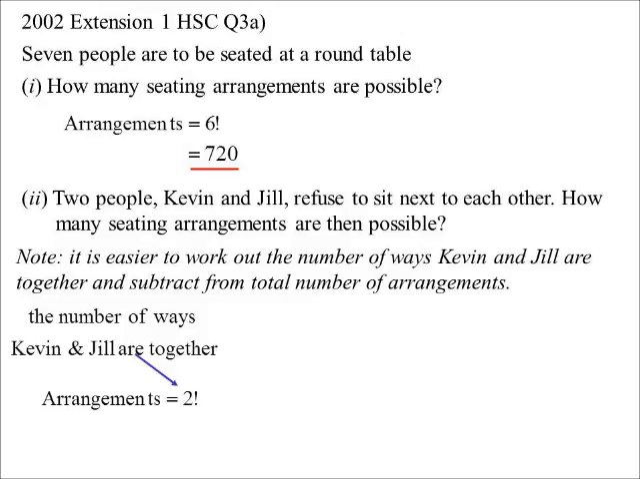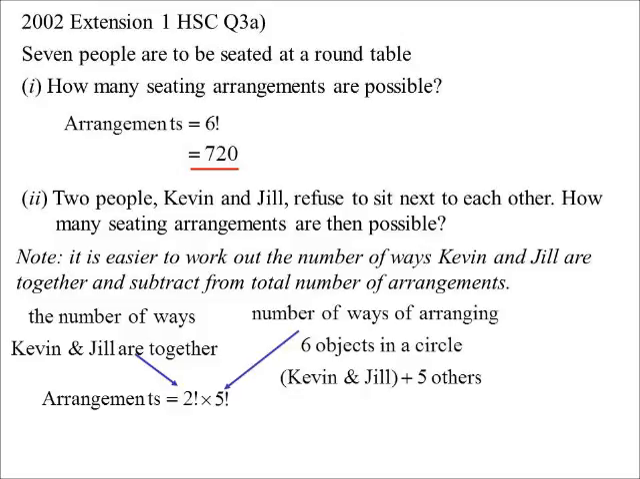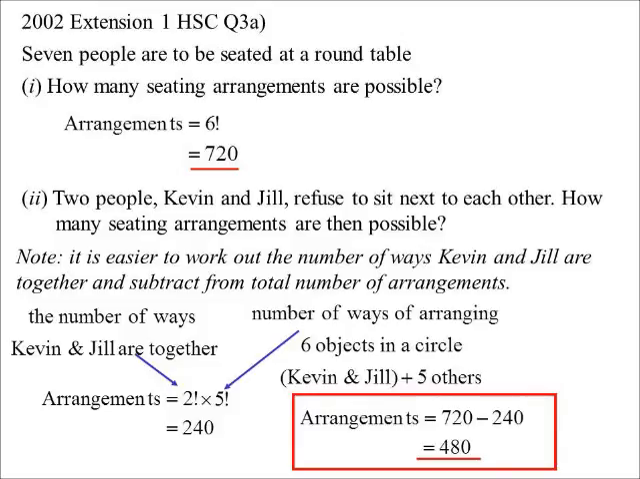Okay, Kevin and Jill together, 2 factorial ways. They now become one object. So we're arranging Kevin and Jill and another 5 people, 6 objects all up, in a circle, 5 factorial. Because we haven't placed anyone in the circle yet, so 5 factorial. 240. Oh, but of course that's not our answer. Subtract from total number of arrangements, because that will tell us how many ways they're not together. 480.